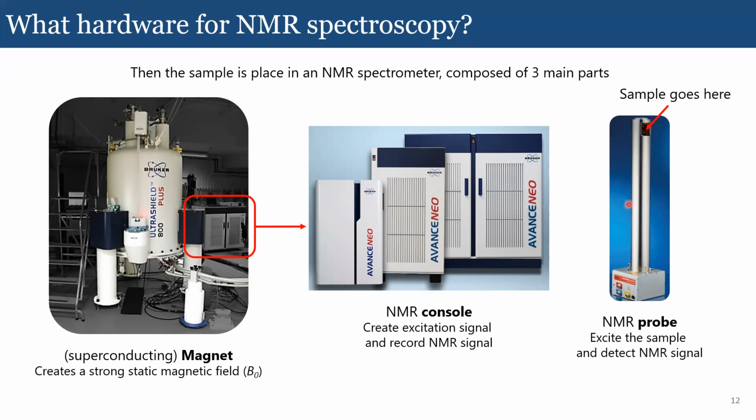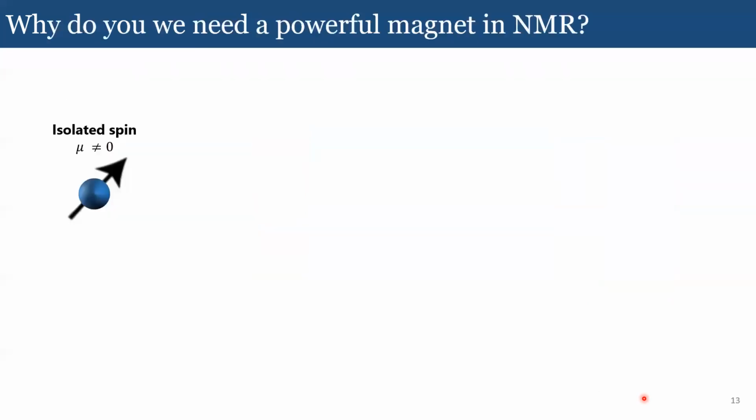And so I've put a picture here. Nothing is to scale, by the way, because this part is just going to go in the middle of the magnet. And this is actually where your sample is going to be. And the probe here is responsible for both the excitation of the sample and the detection of the signal. So now that I've covered a bit of the practical aspect, I'm going back to the theory.